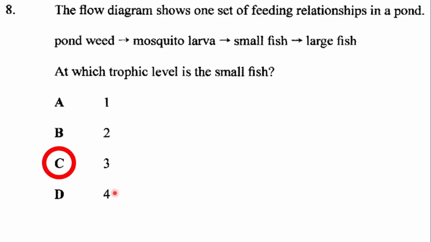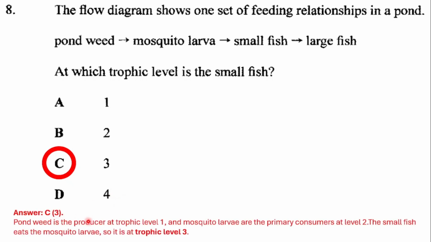And the correct answer is definitely going to be C, 3, because the pondweed is the producer at trophic level 1. The mosquito larva are the primary consumers at level 2, and the small fish eats the mosquito larva, so it is at trophic level 3. So the correct answer is definitely going to be C, trophic level 3.